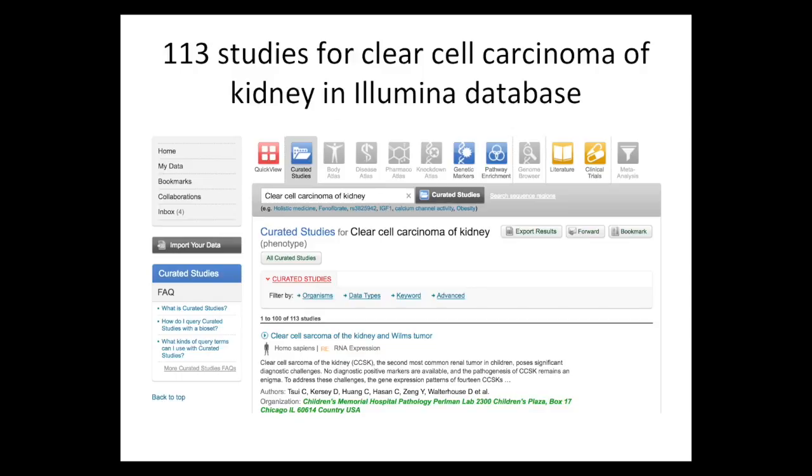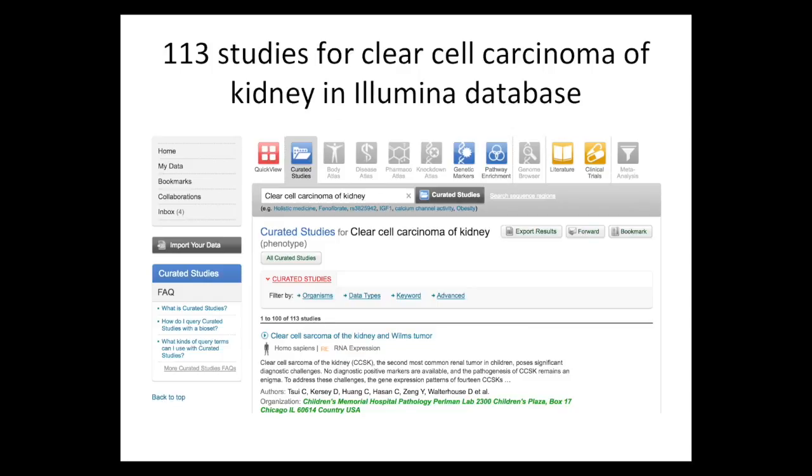So I said, okay, why not? I can do this. So basically what I did is I used a program called Correlation Engine. And again, this is plugged into basically all the public data that's available that's worth looking at. So what you can do is you can actually search this by a disease. So I just put in clear cell carcinoma of kidney. When I do that, 113 studies come up, right?